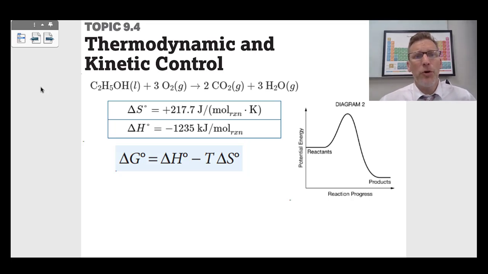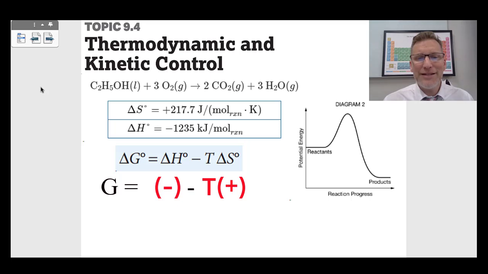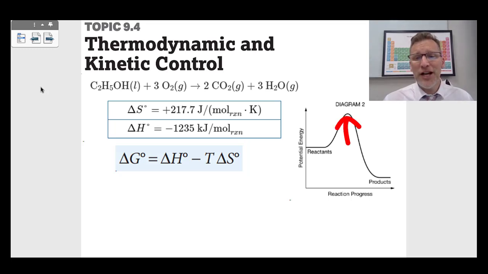Which brings us to topic 9.4, thermodynamic and kinetic control. Take a look at this reaction. Our delta H is negative. It's exothermic. Our delta S is positive. We're going towards more dispersion of particles. So when you put negative minus T positive, you're always going to get a delta G of negative, which means the reaction is thermodynamically favorable. But watch out, if the reaction has a high activation energy, look at the potential energy diagram to the right, when the activation energy is so high, the reaction is under what we call kinetic control and won't happen unless that activation energy is provided.